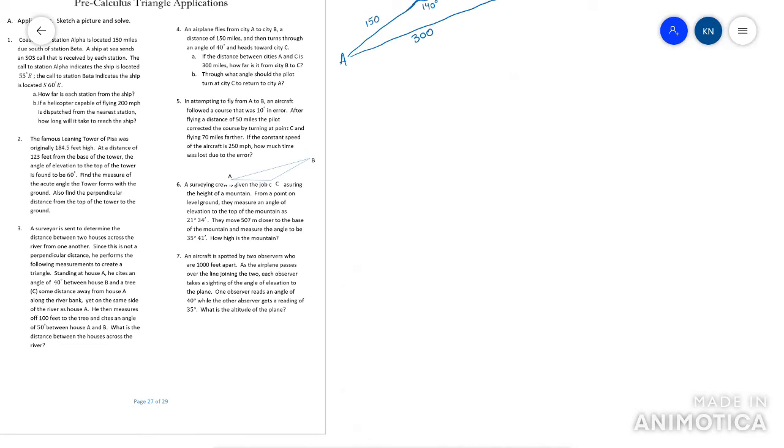But anyways, they were 10 degrees off course. They were trying to go from here to here, but they were 10 degrees off. So what that means is they were going 10 degrees off. So this angle right here has to be 10 degrees. And they fly 50 miles on that wrong heading. So this right there is going to be 50 miles.